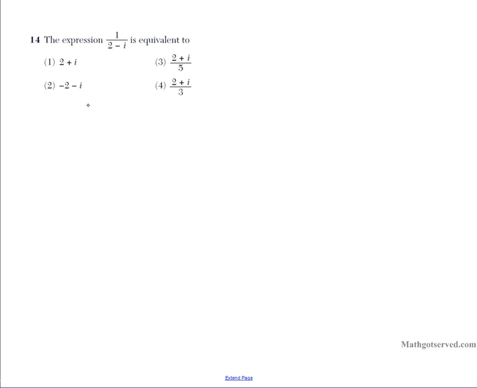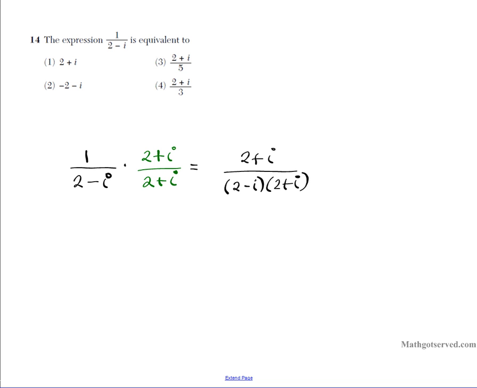Question 14, which expression is equivalent to this? This is a complex number in an unsimplified form, so we need to simplify it. To simplify this, we need to multiply by the complex conjugate. The complex conjugate is what you get when you take the opposite of the imaginary part. So I'm going to multiply this by 2 plus i on the top over 2 plus i on the bottom. Then we're going to multiply across by distributing. On the top, we simply have 2 plus i. And on the bottom, we're going to work out 2 minus i times 2 plus i.